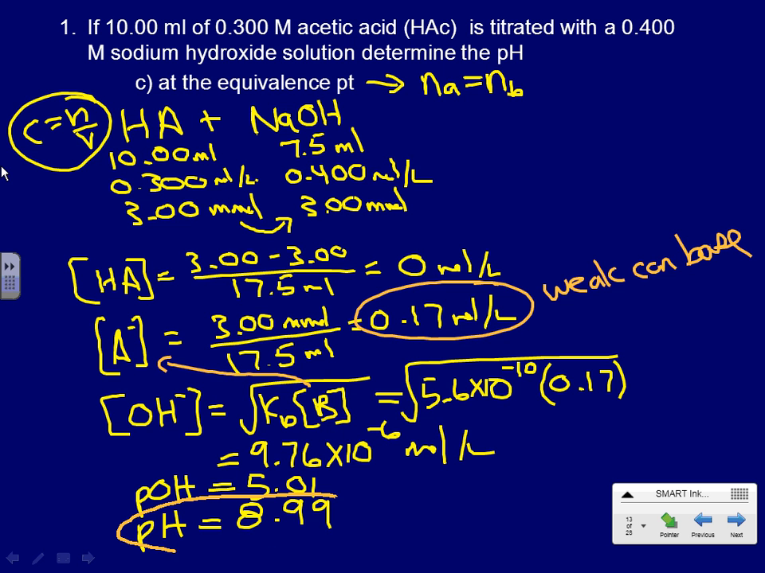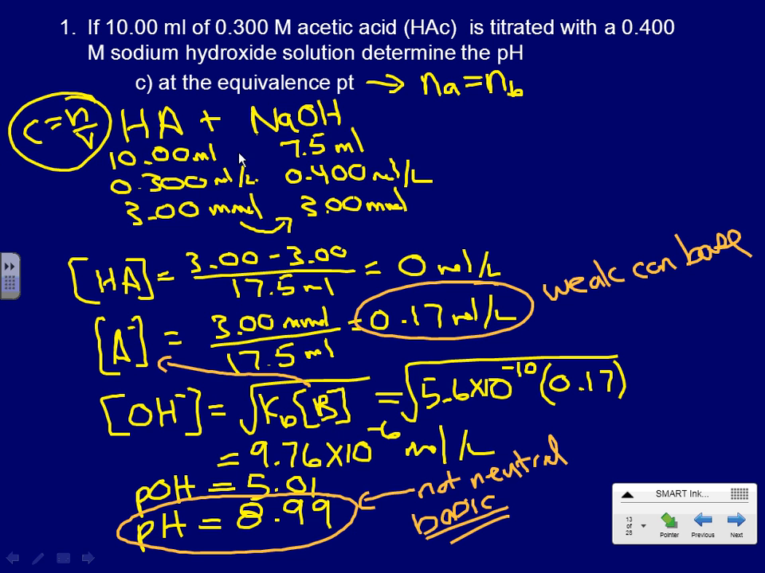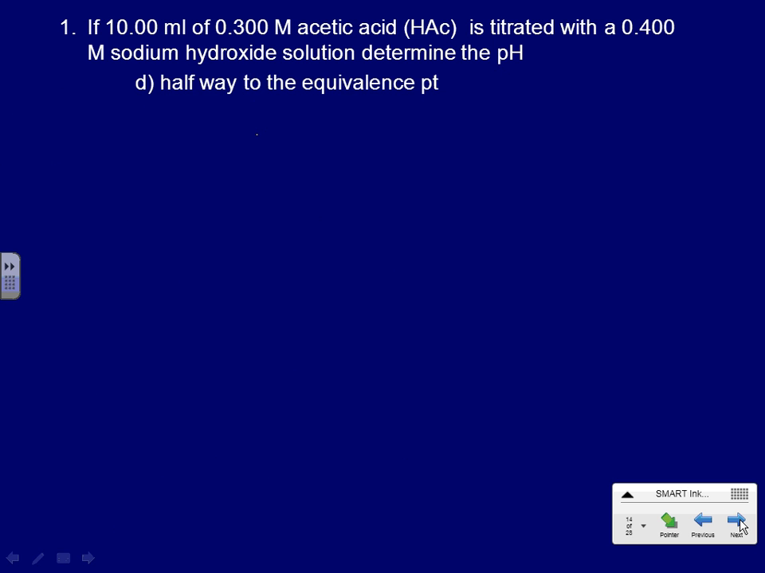At the equivalence point, notice it is not neutral. At the equivalence point, you'll notice it is basic. All right, when you titrate a weak acid with a strong base, it results in a basic solution. It means we need to choose an indicator that will change color at approximately pH 9. All right, and we'll come back to that in a moment. Okay, let's try a couple more examples here that deal with this.